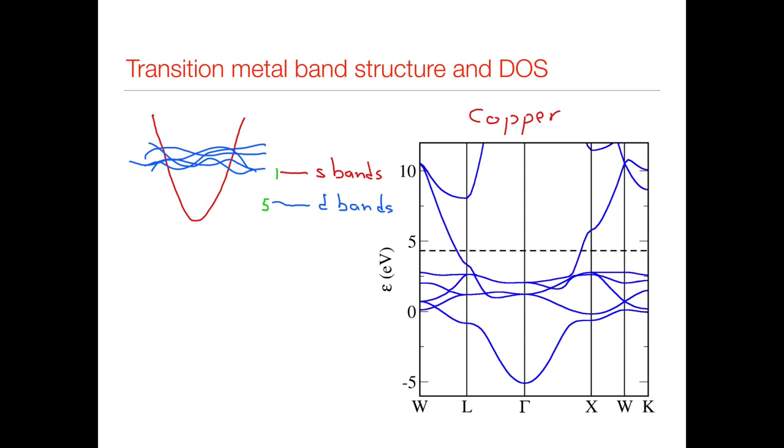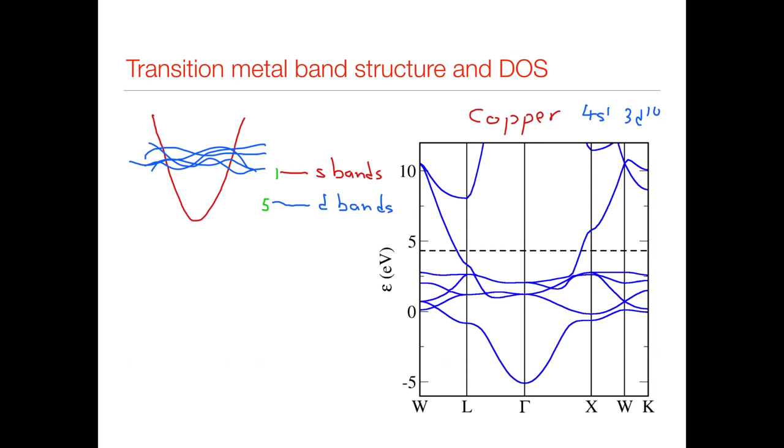Now it's copper, so we know that the electronic configuration of copper is 4s1 3d10, which tells us that the copper D states should all be occupied. This dotted line here is the Fermi energy, and you can see for sure that all of the D states lie below the Fermi energy. So that's my schematic of a band structure.